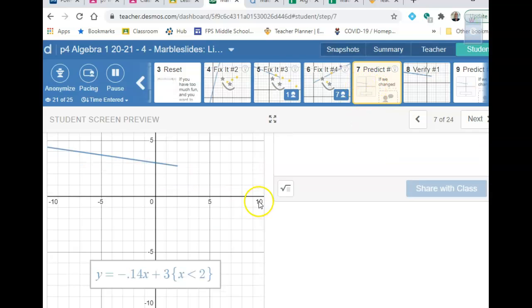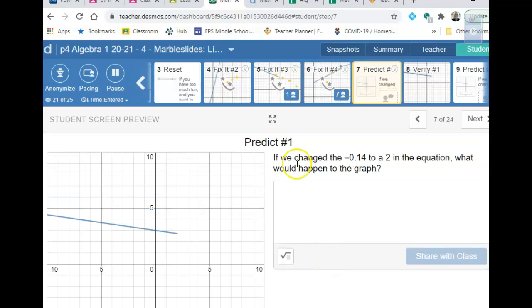They're going to ask you to change one thing in this. They're going to say, oh, what if we change the slope from negative 0.14 to 2? What's going to happen? So you'll write. Always share with your class, please.